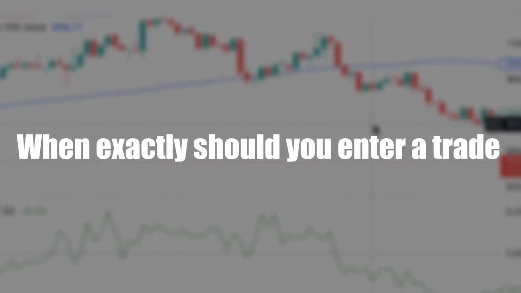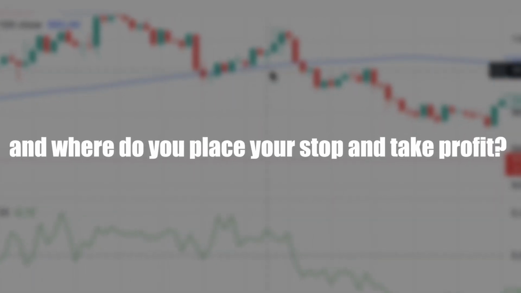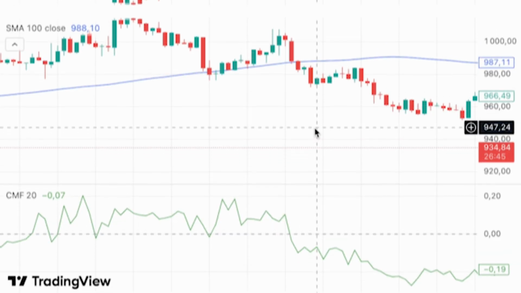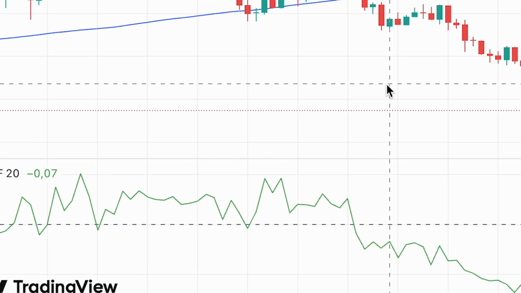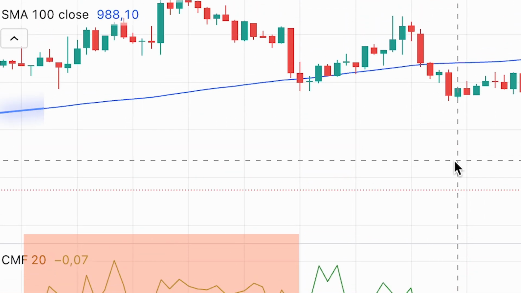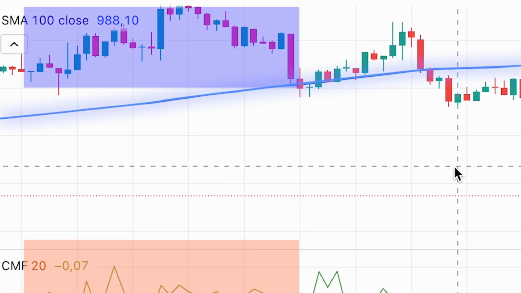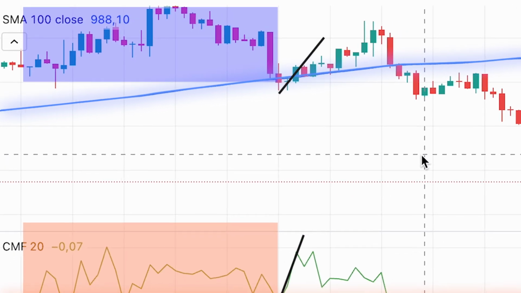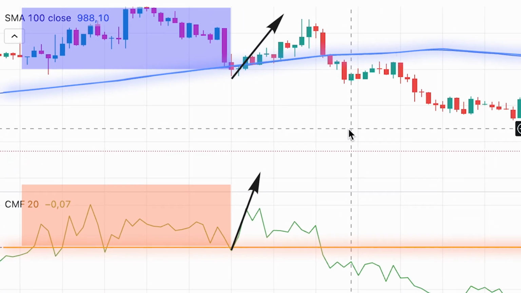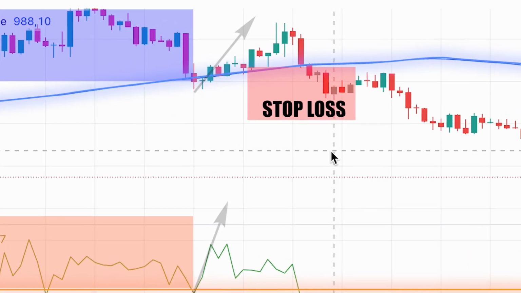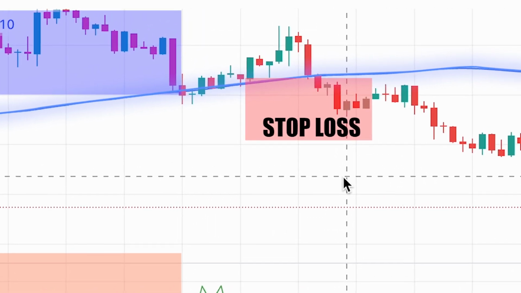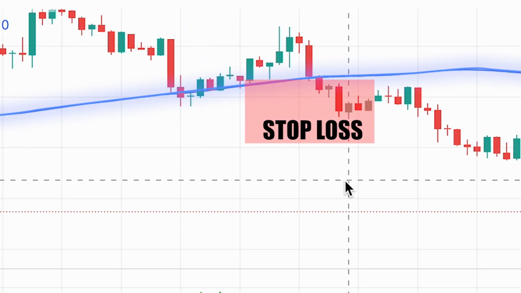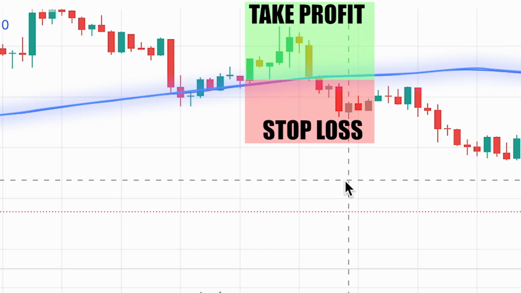When exactly should you enter a trade, and where do you place your stop and take profit? The buy signal looks like this. CMF rises above zero. The price closes above the 100 period moving average. Ideally, you should see a bounce from a support level or a candlestick pattern. With confirmation, place the stop slightly below the local low or below the moving average, depending on the distance. Set the take profit at a level that gives twice as much profit as your risk.